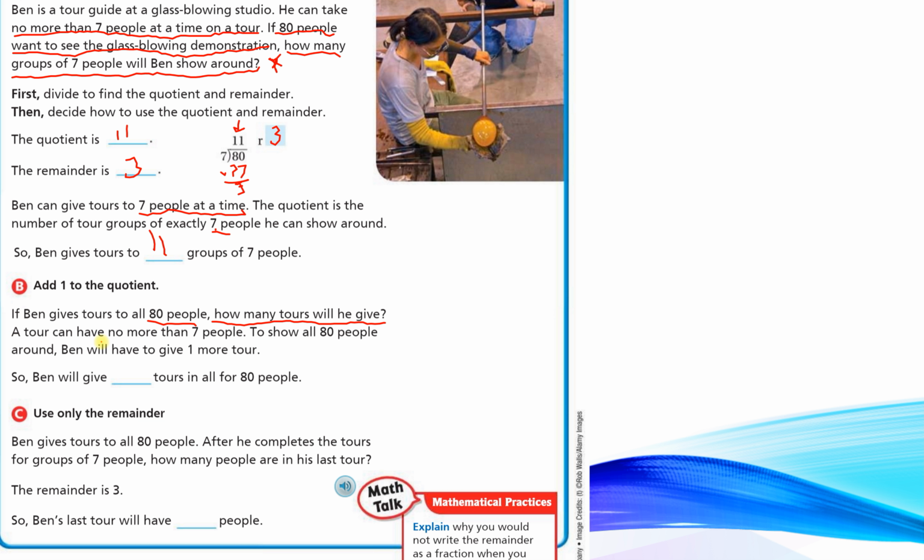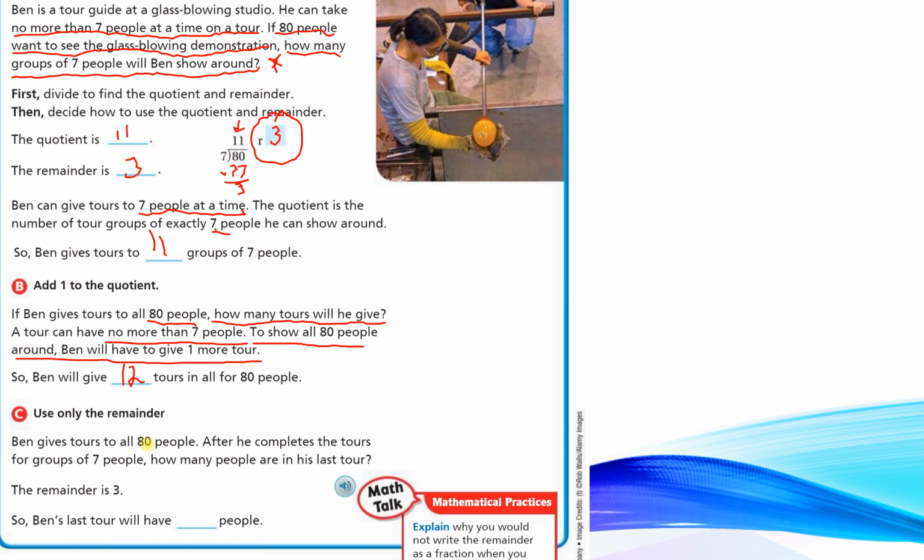Well, let's see. A tour can have no more than 7 people, but it doesn't say anything about having less than 7 people. So to show all 80 people around, Ben will have to give 1 more tour. So Ben will give not the 11 tours, because the 11 tours only covers 77 people. To get these last 3 people on a tour, he goes on 12 total tours, but that last tour will just be a small group with only 3 people in it.